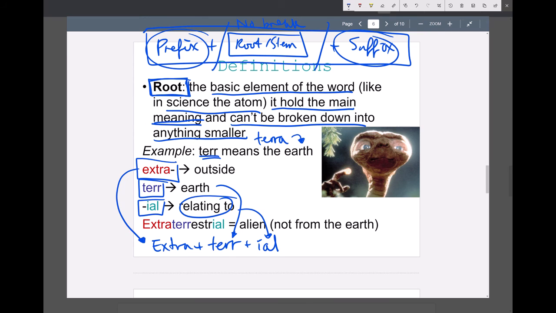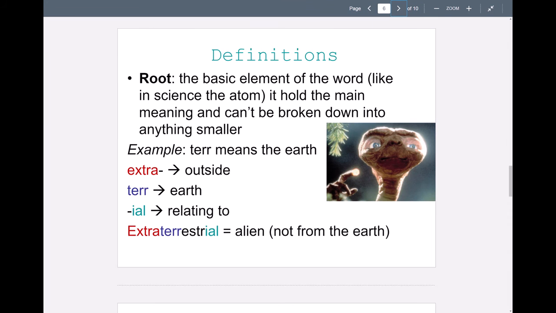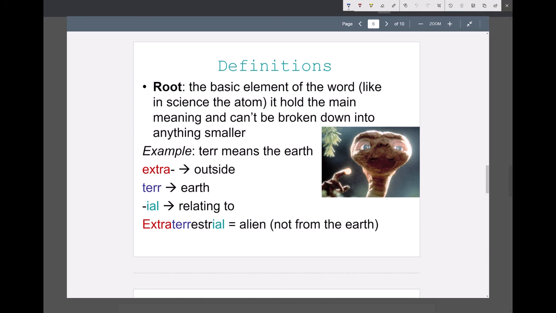So it is somebody who is not from earth, outside of earth. So this guy. So ET. Now you know, if you don't already, what ET stands for. Extra plus terrestrial. So that's how you can break the word extraterrestrial down.